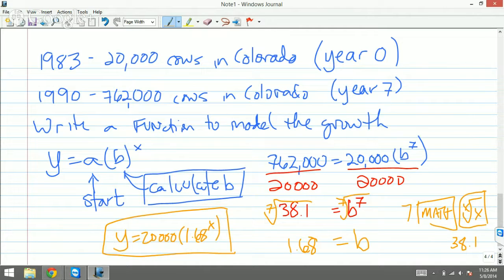There's our model. 1.68. So here's a question for you. What percentage is that population increasing per year? 168%. That's 168% increase per year, because 1.68 is your growth factor. Anybody confused? Okay, I'm done. I'm going to give you something to work on.